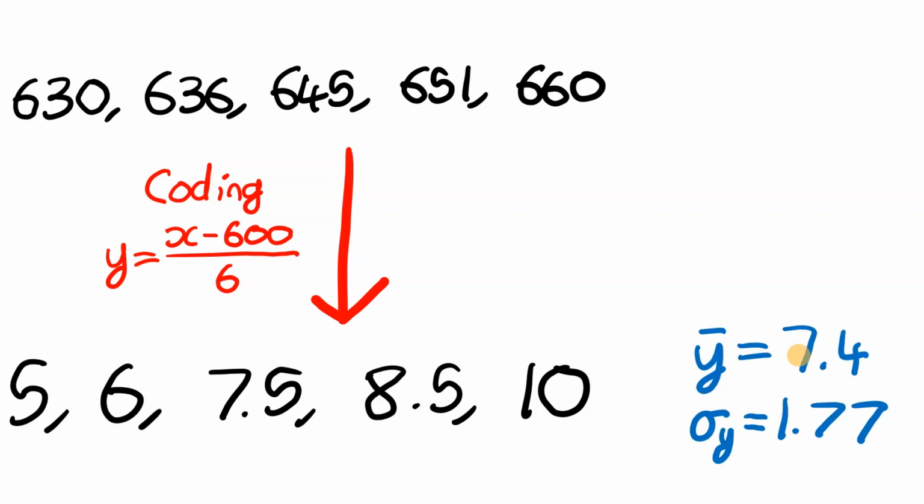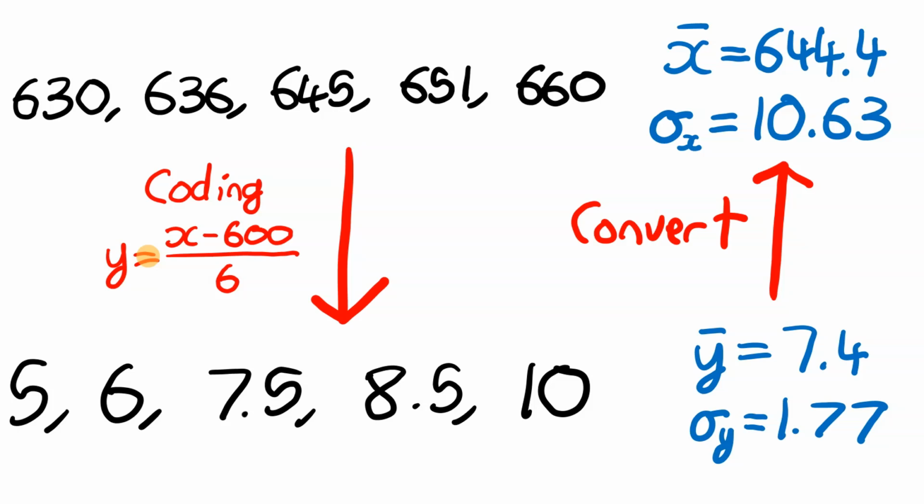And then using these values and using this code here, we can convert it back and find the mean and standard deviation for the original data. We'll talk about how to convert this back in a moment. So rather than calculating the mean and the standard deviation directly from this data here, we can use coding to simplify the problem and make it easier to find these values.